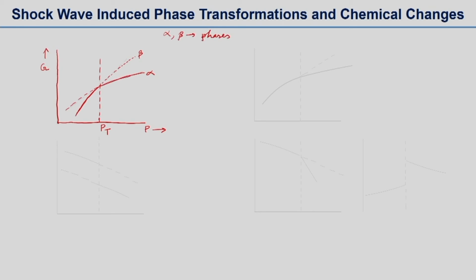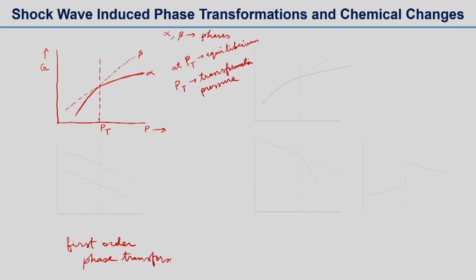At P equal to PT, we have equilibrium. At PT we have equilibrium, or we can call PT the transformation pressure, transformation from one phase to the other. Sorry, I said transformation temperature; this is the transformation pressure. So what we are talking about is a first order phase transformation. We'll talk about second order transformation as well, but more important here is the first order phase transformation.